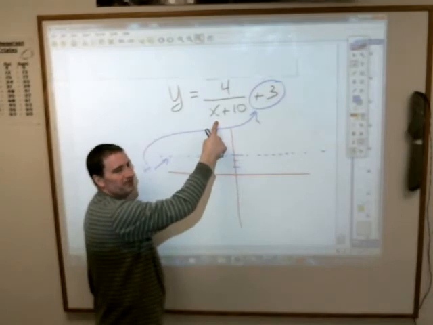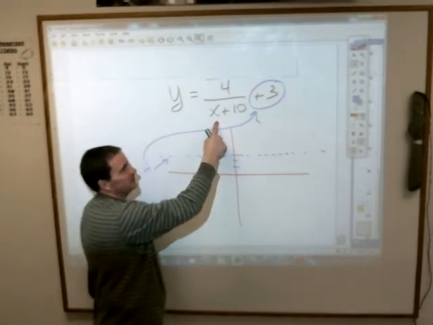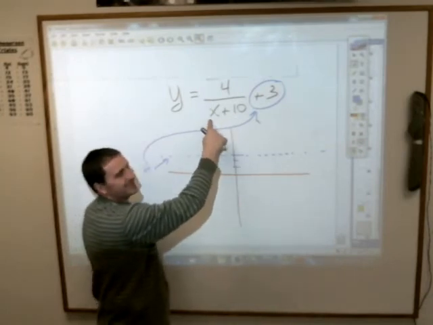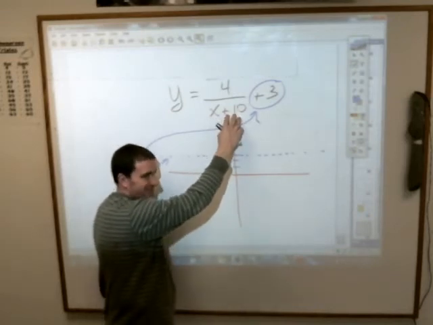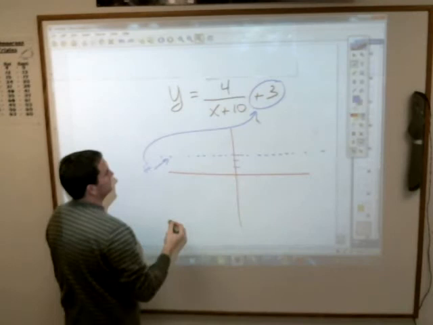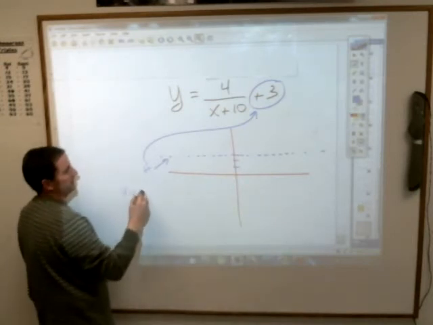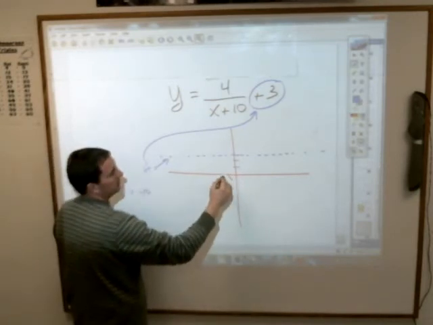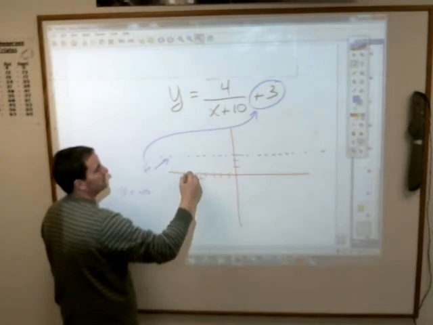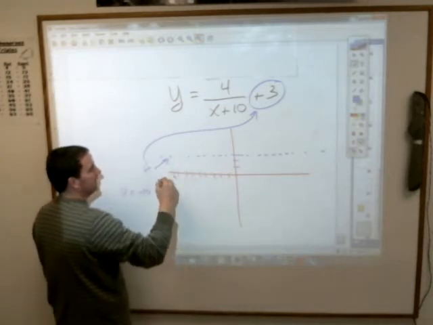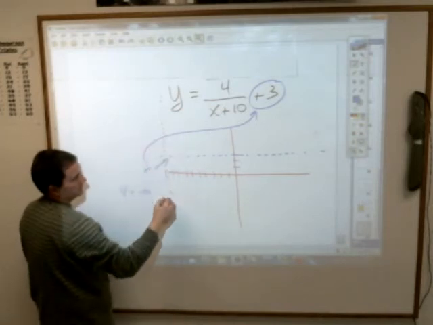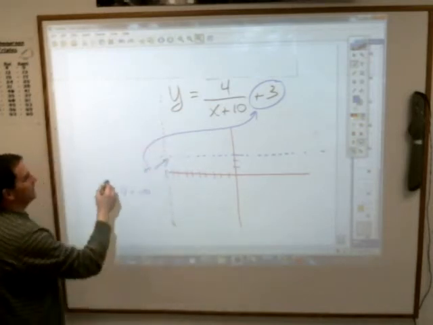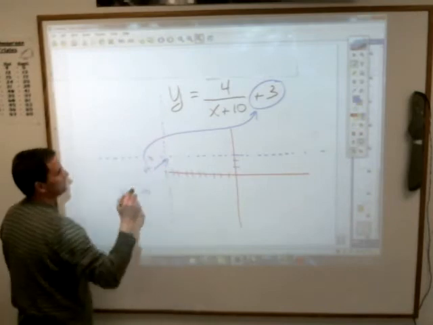The vertical one is whatever number makes the bottom a 0. So what number would you add to 10? Negative 10. So the vertical one is at x equals negative 10. So 1, 2, 3, 4, 5, 6, 7, 8, 9, 10, and here you draw a line up and down. I should have probably picked a different number there.